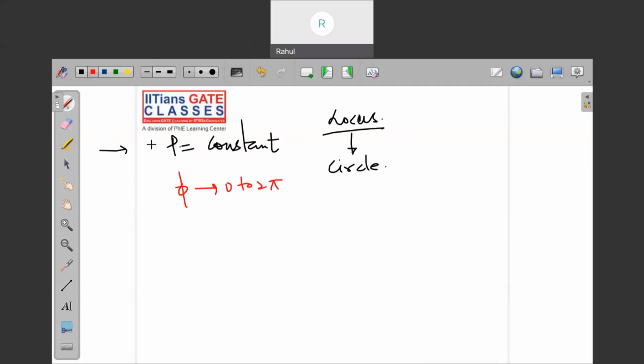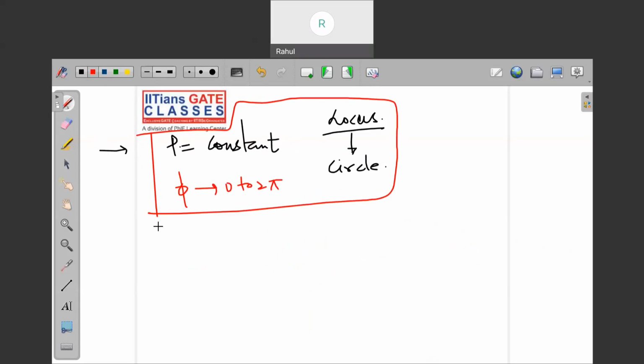Okay, this is very important. Please keep this in mind. If rho is constant, the locus is going to be your circle, and all possible values for the phi will range from 0 to 2 pi.